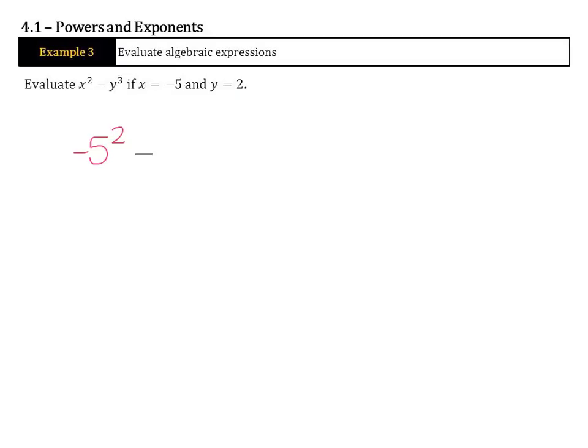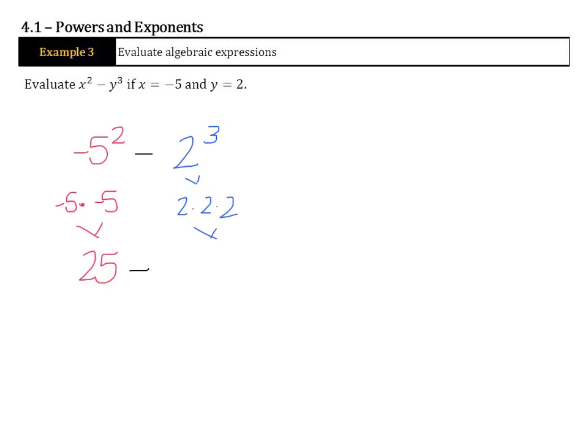Now, negative 5 squared is negative 5 times negative 5. And a negative times a negative is a positive, so negative 5 squared is 25. Then the 2 to the third is 2 times 2 times 2, and that is, well, 2 times 2 is 4, times 2 is 8.